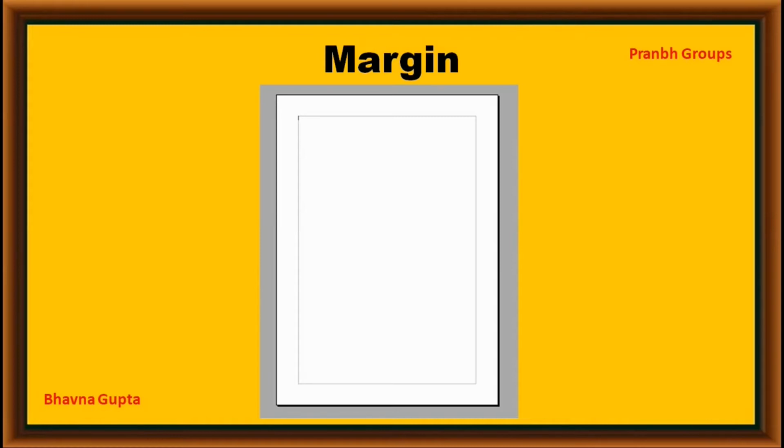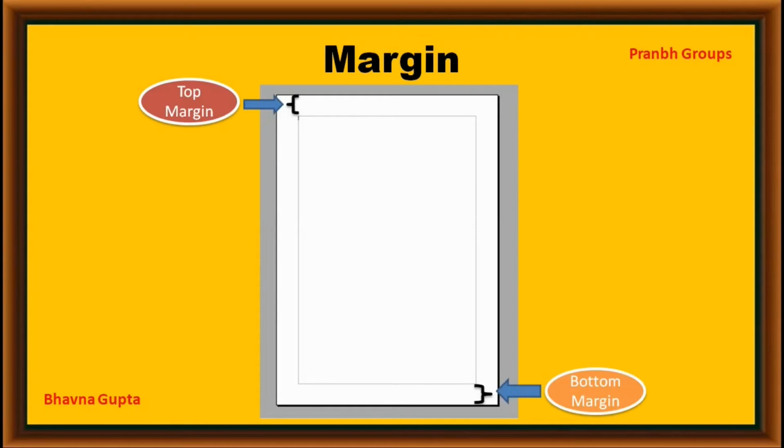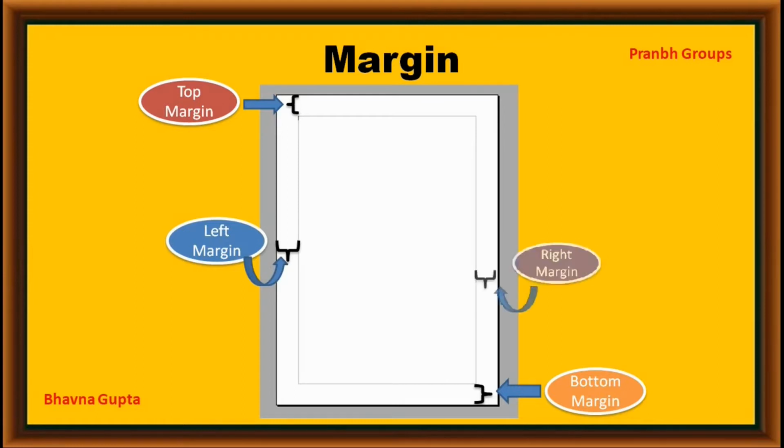There are four types of margin. First one, top margin. This is the distance between the text and the top edge of the paper. And second one is the bottom margin. This is the distance between the text and the bottom edge of the paper. And third one, left margin. This is the distance between the text and the left edge of the paper. And fourth one, right margin. This is the distance between the text and the right edge of the paper.